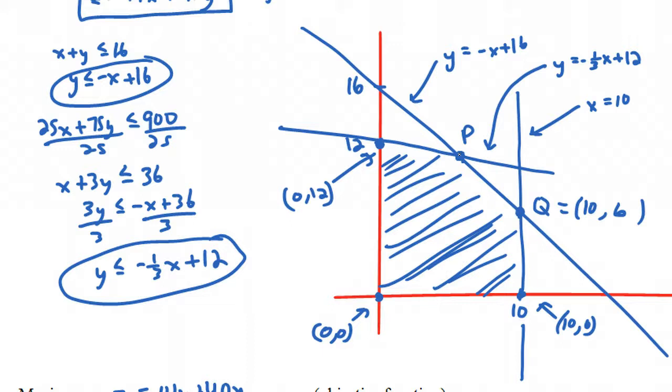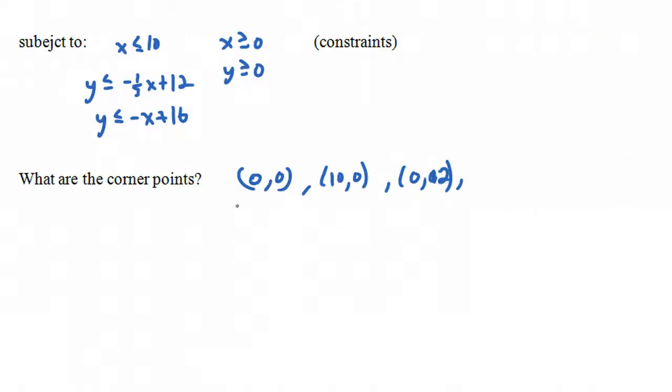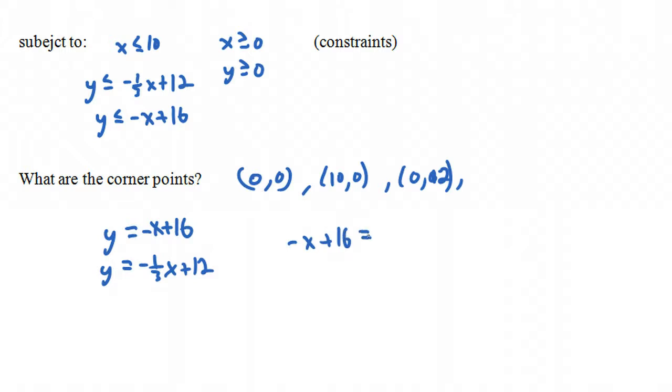Okay, now what about this point? Well, this is on the intersection of these two lines, this line and this line. So how do we find P? We have to solve that system of equations, this equation and this equation. So how would we solve y equals negative x plus 16 and y equals negative 1/3 x plus 12? Well, we would set negative x plus 16 equal to negative 1/3 x plus 12.